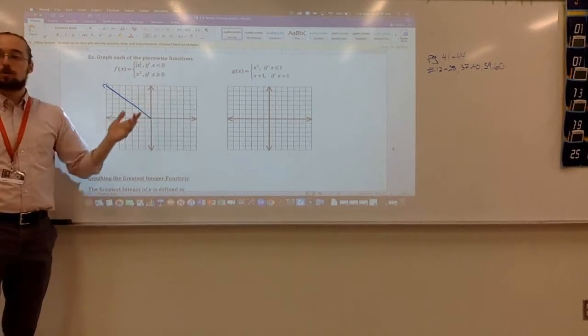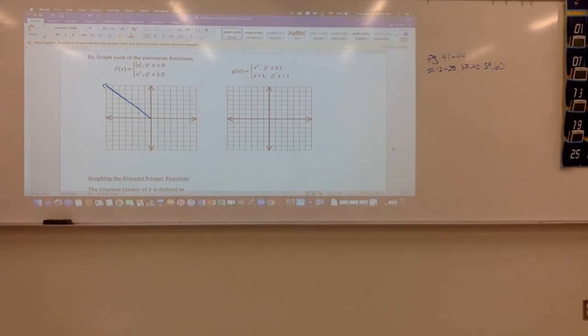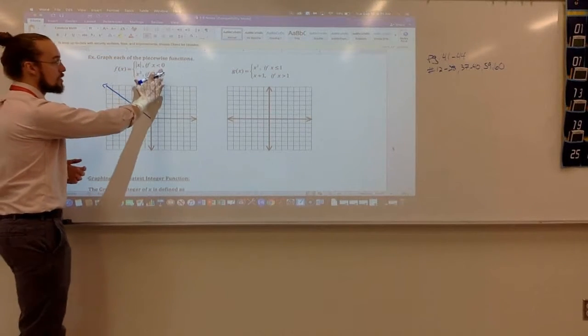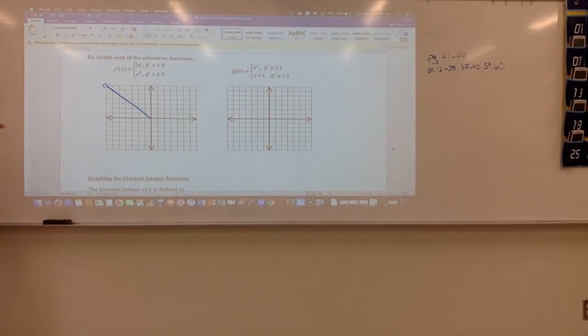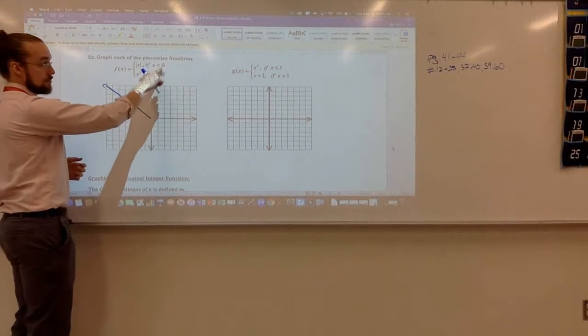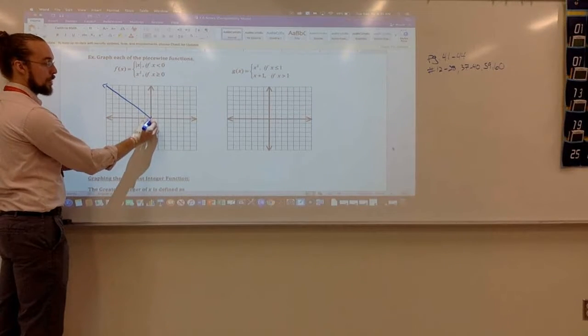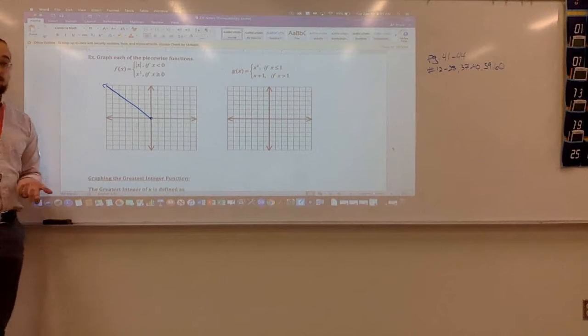So I drew that whole graph. Once you get the hang of it, you may be able to not draw the whole graph. But I think to start, it's a good idea if we just draw this whole thing and then say, well, I only want that graph where x is less than 0. Now it's less than, not less than or equal to. So technically, we would have an open dot at 0.